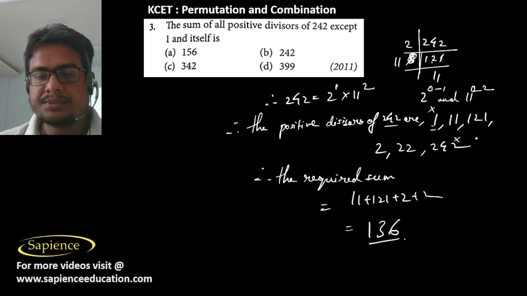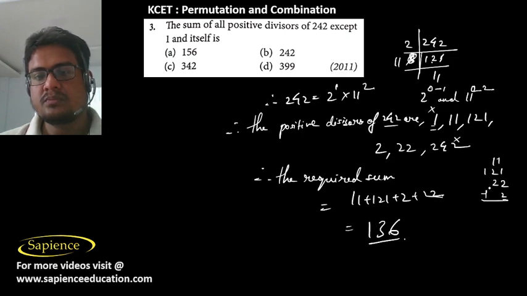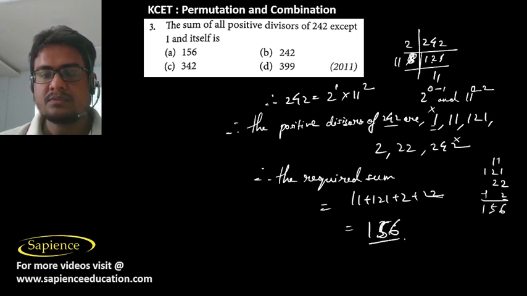Positive divisors. Okay, 11, 121. Sorry, this will be 22, not 2. This is 22. So 11, 121, 22 plus 2. So 2 plus 2, 4, 4 plus 2, 6, and then 4 plus 1, 5, 156. This is 156. Okay, so option A is the correct answer.